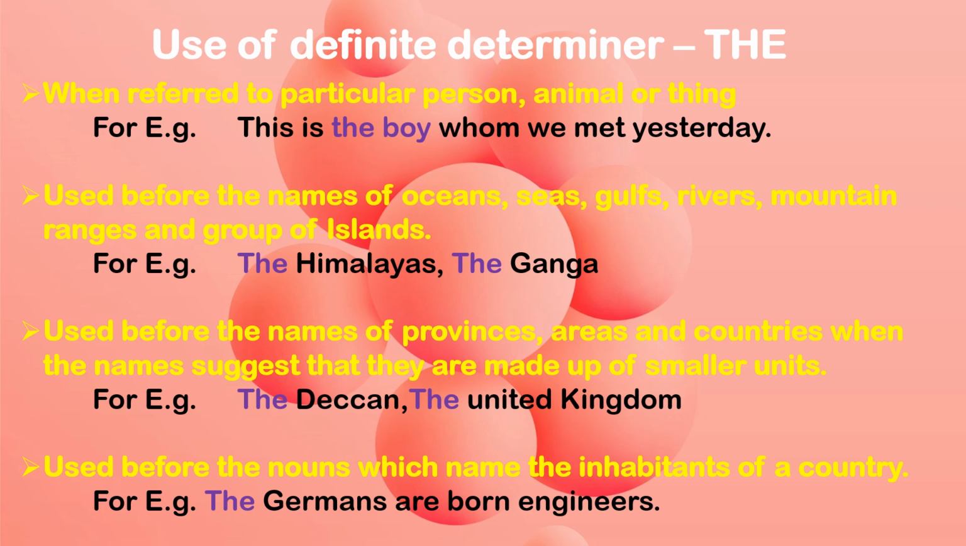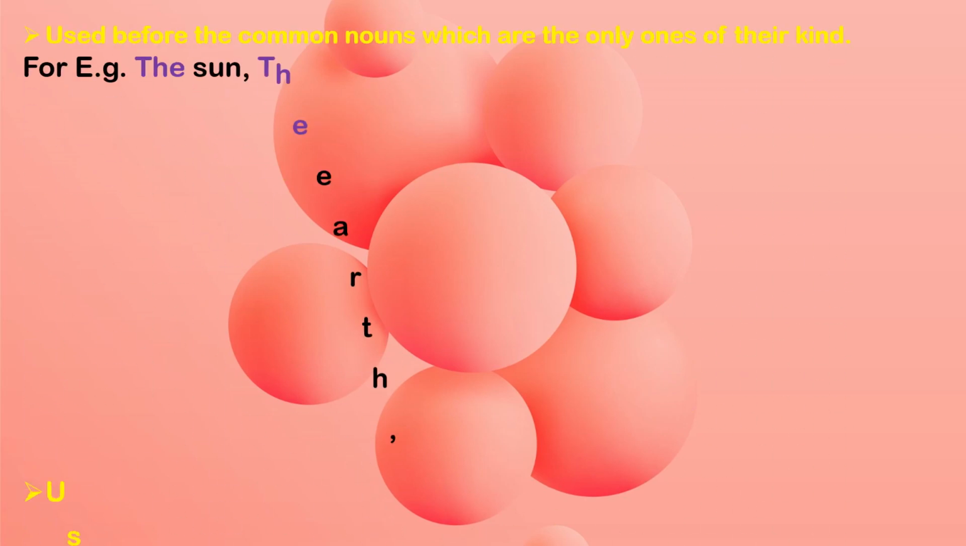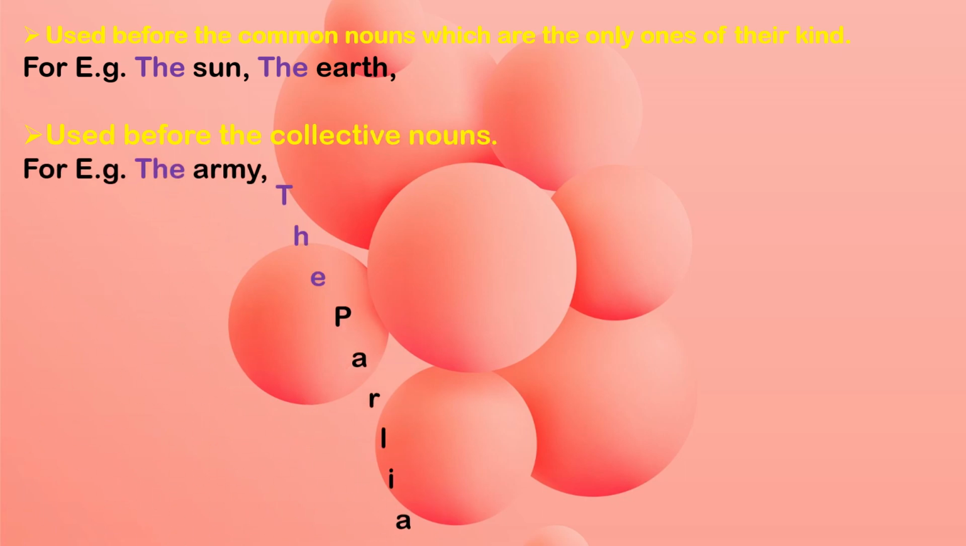Now, "the" is also used before the nouns which name the inhabitants. Inhabitants means the people who are living in that country. For example, the people who are living in Gujarat are called Gujaratis. In the same way, before the inhabitants of a country, we write "the". For example, the Germans are born engineers.